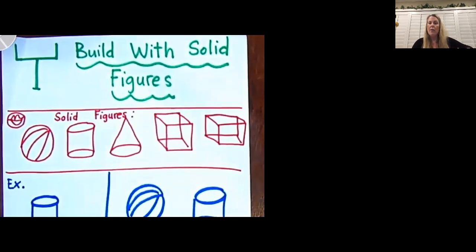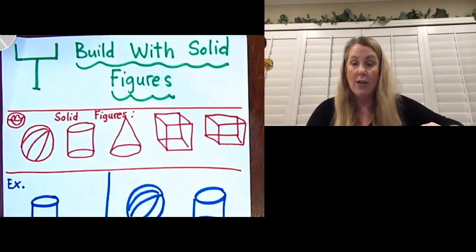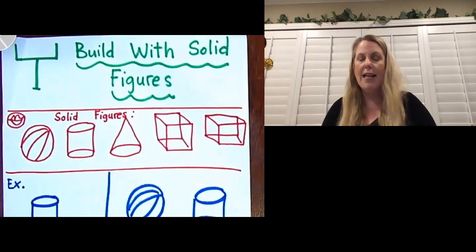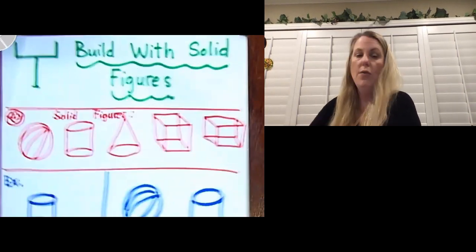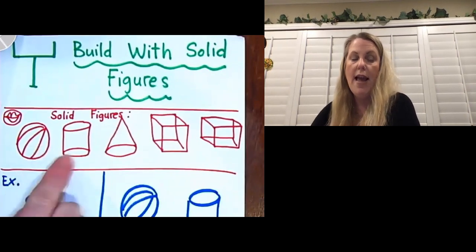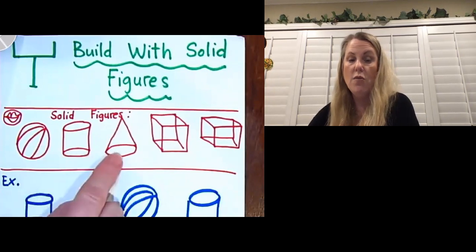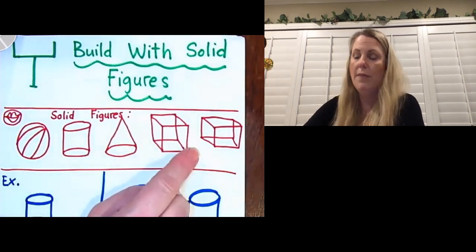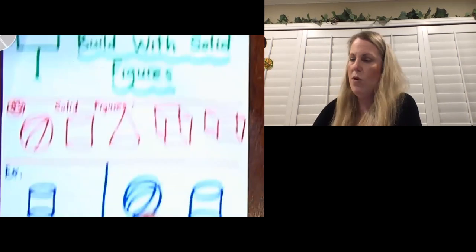So yesterday we talked about solid figures. And we know that we can roll and stack, right? Roll, stack, and slide. So we have a sphere, a cylinder, a cone, a cube, and a rectangular prism. So now we're going to go ahead and look.